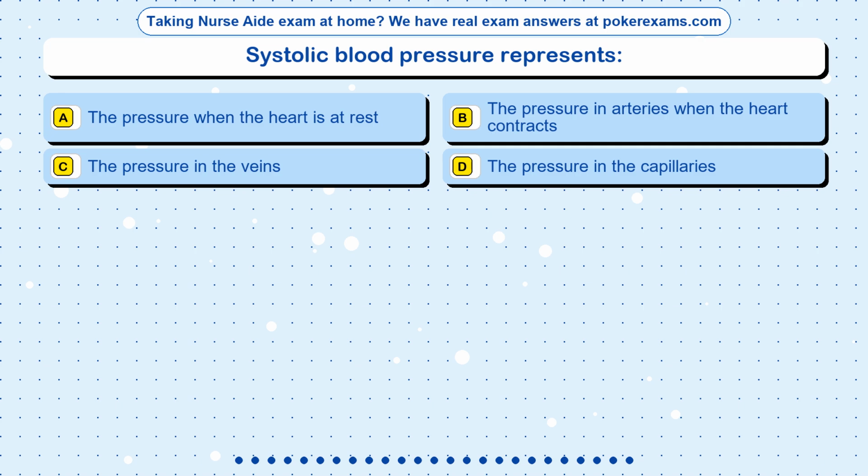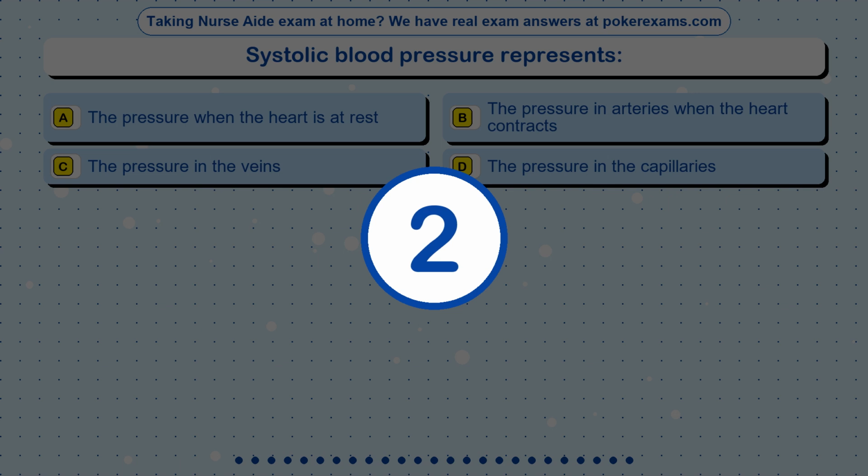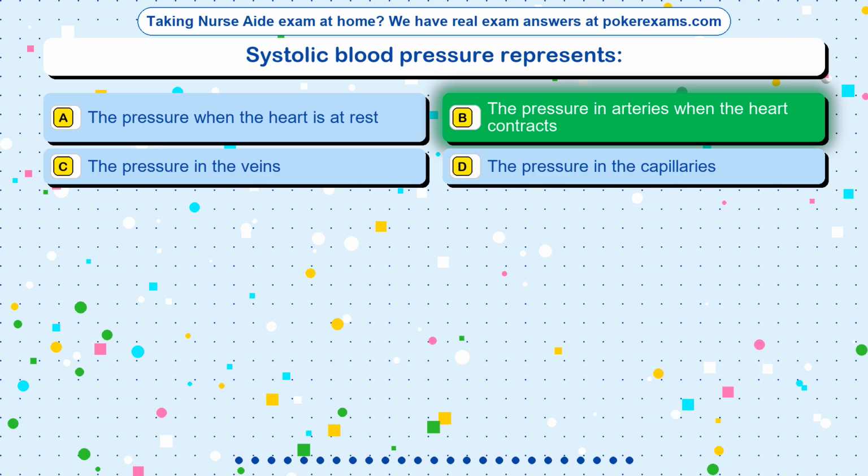Option B, the pressure in arteries when the heart contracts. Option C, the pressure in the veins. Option D, the pressure in the capillaries. The correct answer is option B, the pressure in arteries when the heart contracts.